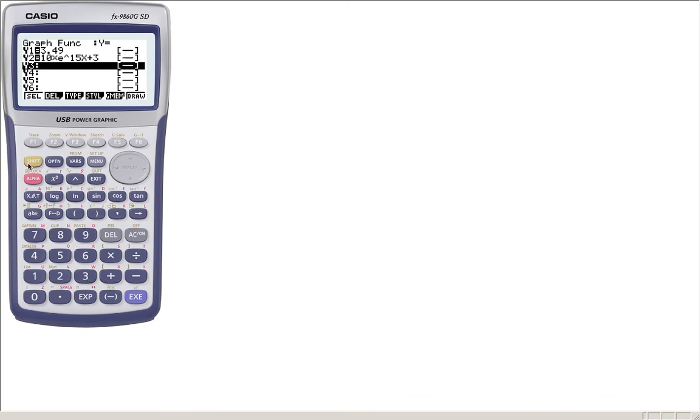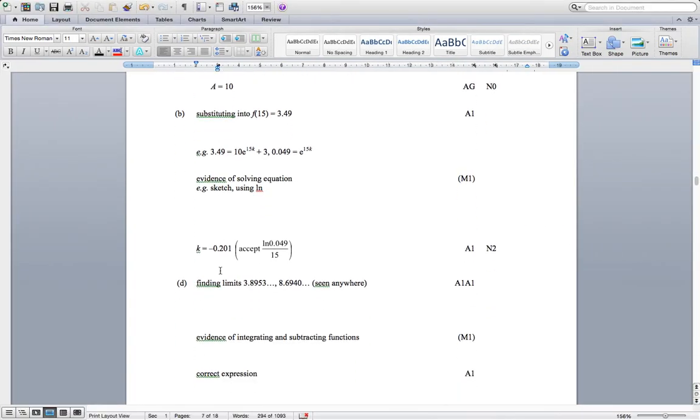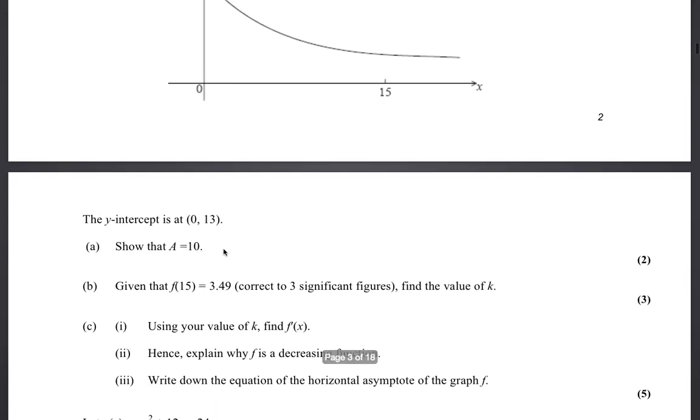So I'm going to change the scale again, shift view window. I'm going to make it standard. So let us see. Okay, you get a graph like this. So G solve intersect. So the solution is minus 0.201. So let me check whether it is right. Yeah, that is correct. So K is minus 0.201. Right? Okay. So let us look at the next part.